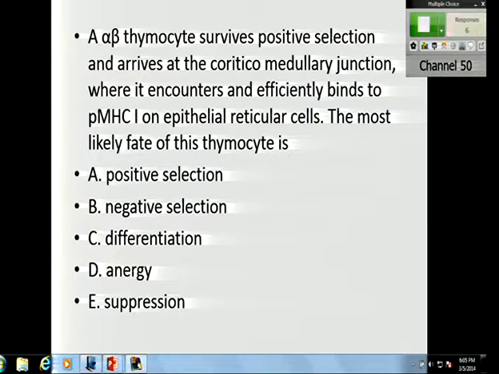MHC1 means peptide and MHC1. This is peptide MHC1. Okay, this means peptide MHC1.